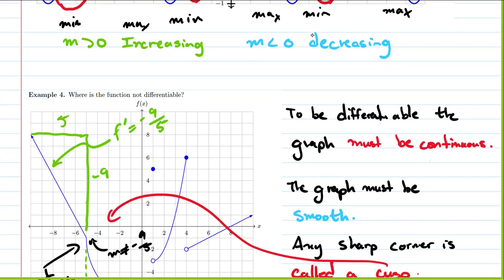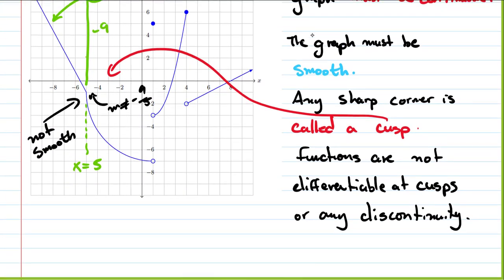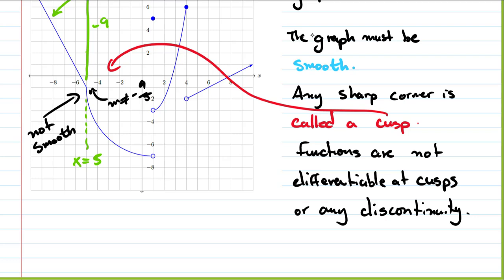So we needed to figure out where this graph is not differentiable. So it's not differentiable at x equals -5, or x is equal to 1, or x is equal to 4. And that would be all of our places where our function is not differentiable.